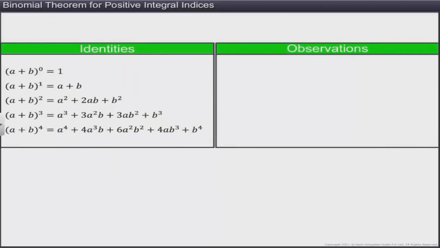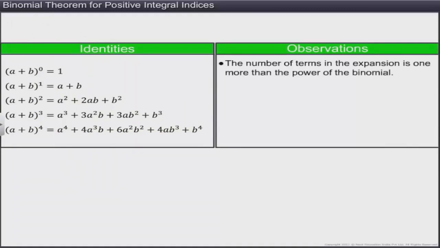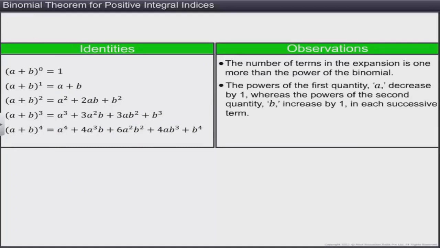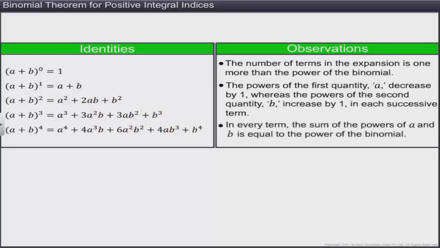Firstly, the number of terms in an expansion is 1 more than the power of the binomial. The powers of the first quantity, a, decrease by 1, whereas the powers of the second quantity, b, increase by 1 in each successive term. In every term, the sum of the powers of a and b is equal to the power of the binomial.